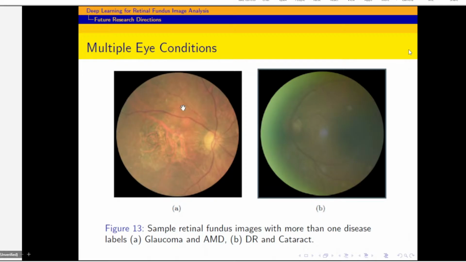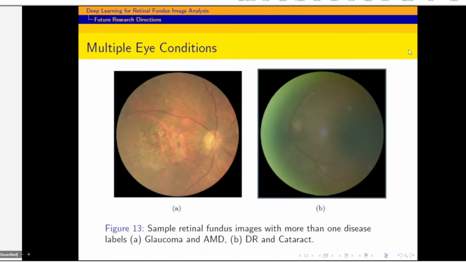For example, I have two fundus images here, and you can see the left hand side fundus image carries two important pieces of information, so two different types of disease. One is glaucoma and one is AMD, age related macular degeneration. And the second image leads to diabetic retinopathy and cataract together. What is available in the literature is, let's say, for diabetic retinopathy we have one model, and for cataract we have another model.